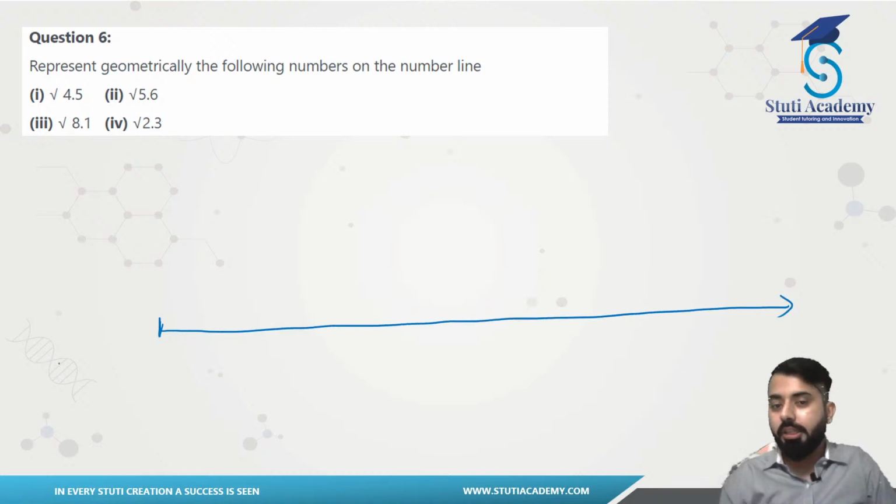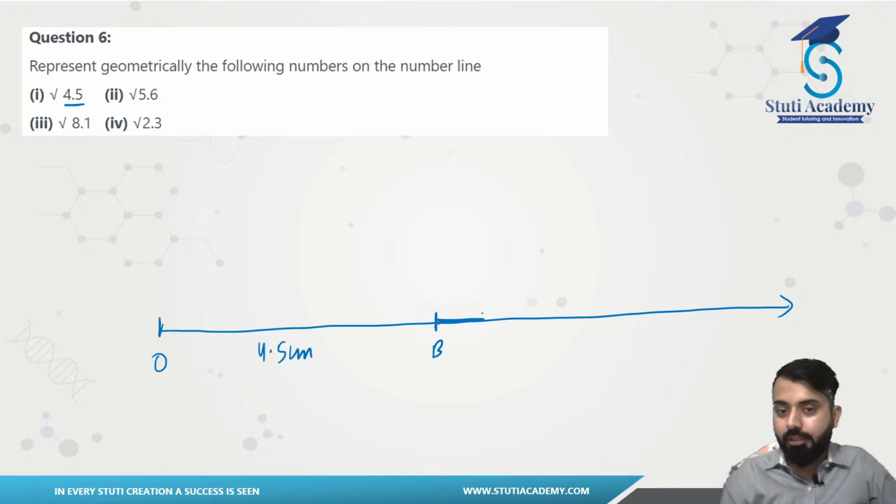Okay. Then do what? This is your starting point O. Whatever the value is in square root, mark the distance of that much length. So I will be marking a point at a distance of 4.5 centimeter from the origin. Let's say this is the point B, which is 4.5 centimeter from origin. Then you have to mark another point exactly at a distance of 1 centimeter. Let's say this is the point C, exactly at a distance of 1 centimeter.